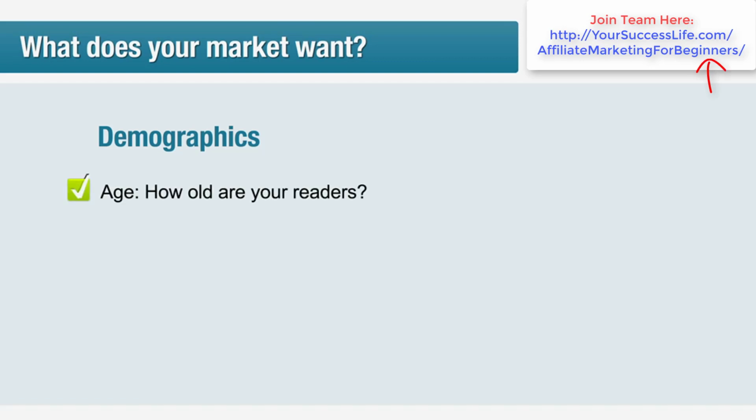The age. How old are your readers? Are they mostly young, mostly middle-aged, or do they come from several age groups? The language you use with a younger person may differ from how you talk to an older person. Similarly, you may want to consider your site design or layout. For example, making the text size on your website bigger for older visitors. Gender.